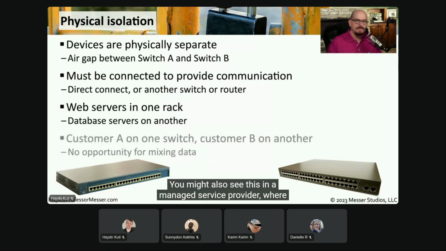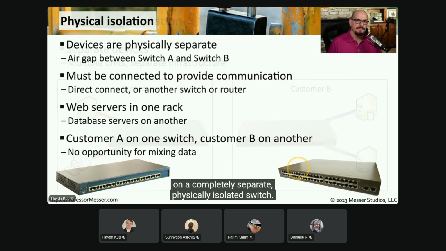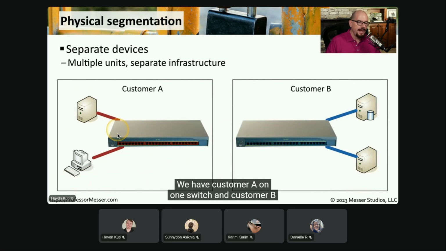You might also see this in a managed service provider where there are many customers being managed by that single company. And for highly secure environments, the managed service provider might use this physical isolation to put one customer on one switch and another customer on a completely separate, physically isolated switch. Here's what this might look like. We have customer A on one switch and customer B on the other switch. Devices plugged into customer A switch can communicate between each other, and devices plugged into customer B switch can also communicate to each other, but notice there's no connectivity between customer A and customer B.